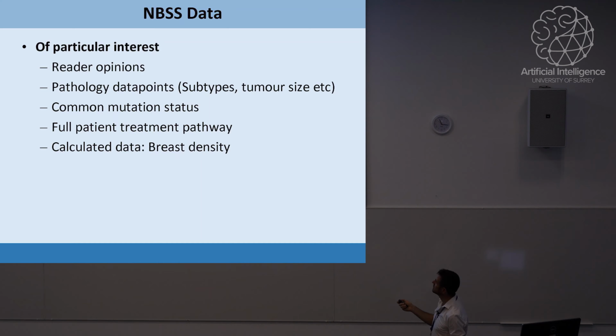So we have, as I mentioned, lots of pathology data points. These are really valuable. I'll allude to this later on. So cancer subtypes, tumor size, the common mutation statuses that are detected by the pathology processes. We do have the full details of their treatment information and various other calculated points. The thing we do miss, which is a real shame, is that when they finish treatment within the screening program, that's the end of it in that database. It doesn't follow them up. That happens elsewhere in the myriad of NHS systems that exist. And so we can't follow them up long term to see outcomes, which is a pain, but it's the way it is.